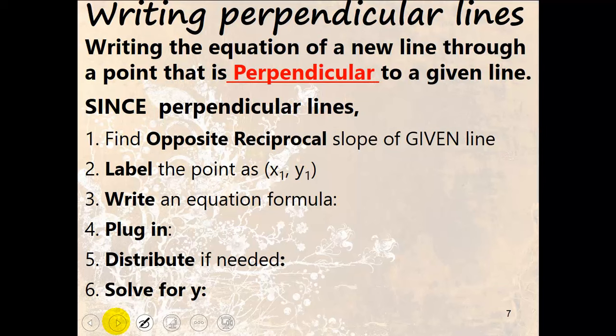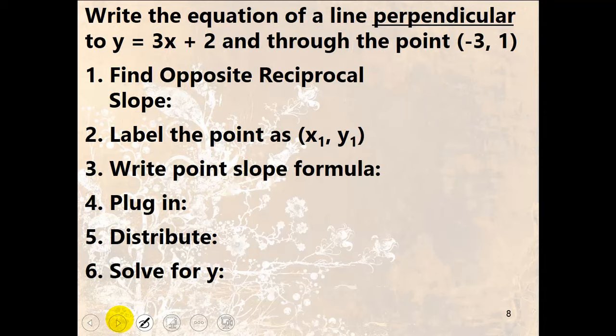So when we're writing perpendicular lines, we're going to follow the same idea. We're going to look at our given line, and then we're going to take the opposite reciprocal slope. Then we're going to take the point that we want our new line to go through and label it x1, y1. Depending on the point that they give us, we're going to write an equation for a formula for an equation. We're going to plug in, we're going to distribute if we need to, and then we're going to solve for y. All right?